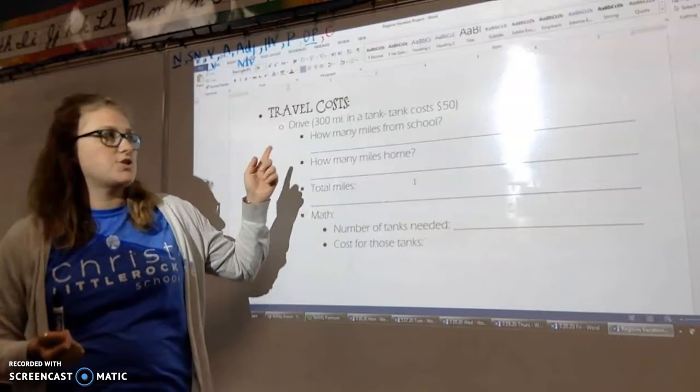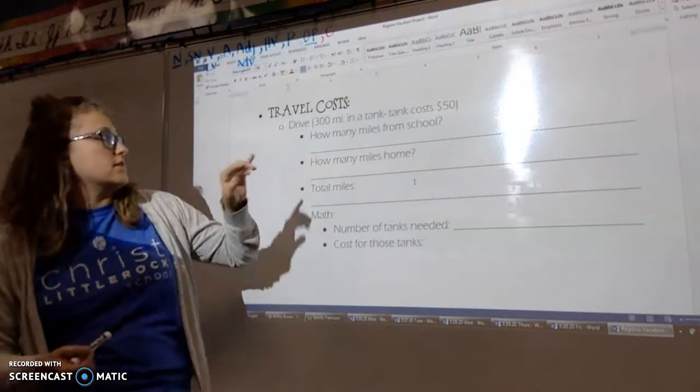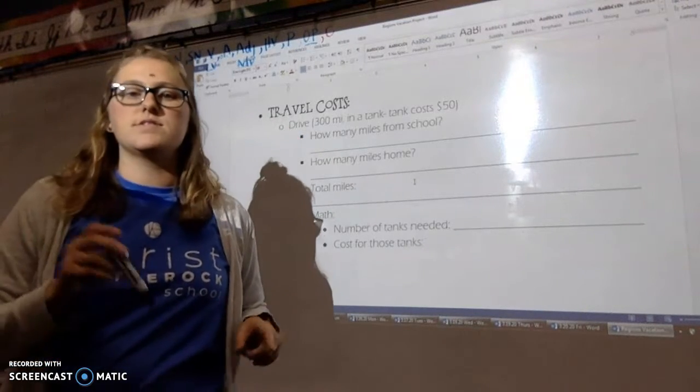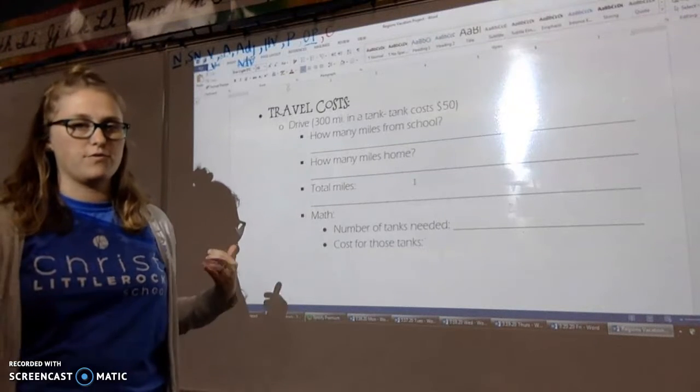Today we're going to be doing the travel cost part of our project. There are two parts to this. So there's a driving part and a flying part. You are not going to do both. You have to decide, is your place close enough that you would drive to it, or is it far enough away that you would need to fly?